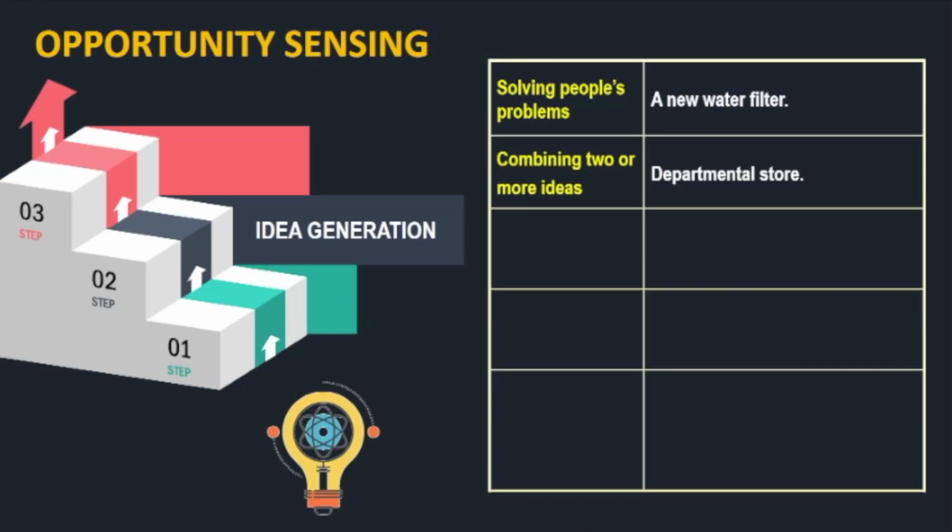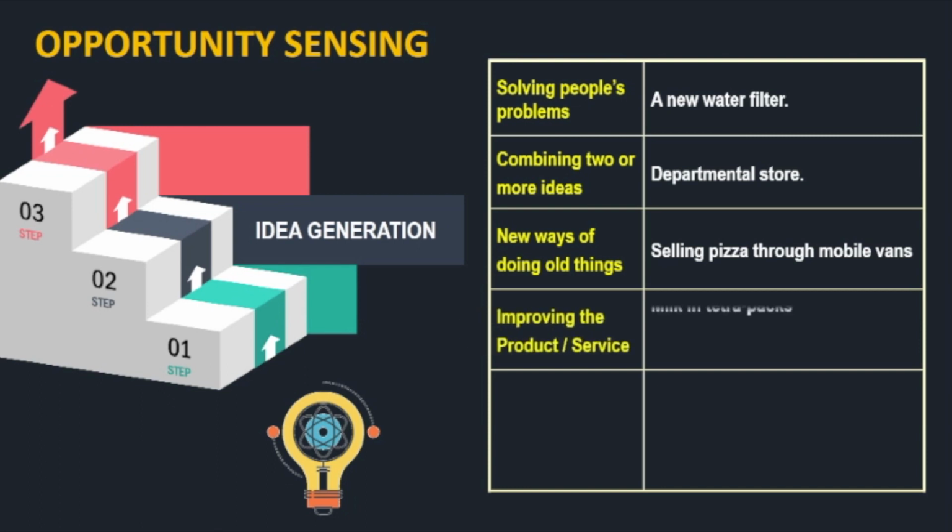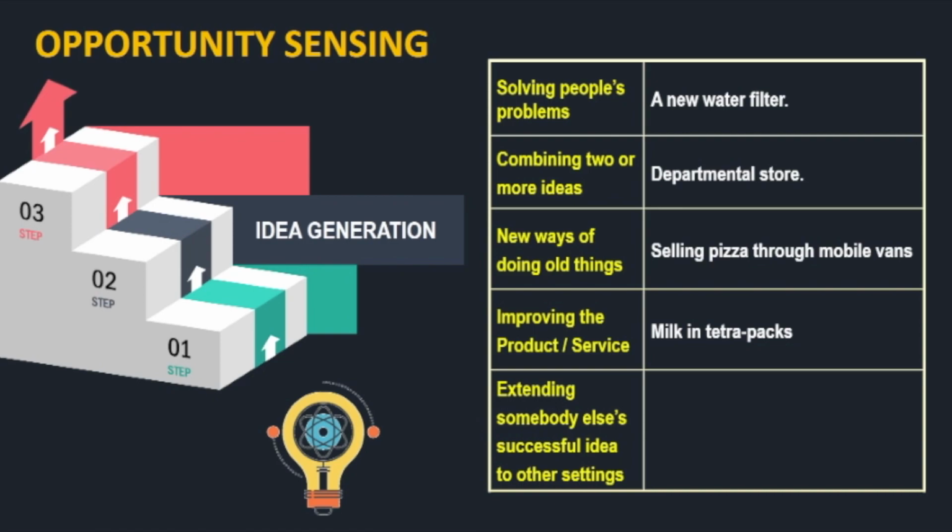Then the next is a new way of doing old things. Like instead of selling pizza in a bakery shop, the sale through mobile vans at different locations gives a new idea for an old product. The same thing, instead of selling in the shop, now you can get it right at your doorstep. Next is improving the product or the service. Milk, which was usually supplied in bottles long time back, when packed in sachets or tetra packs, was seen as a new idea.